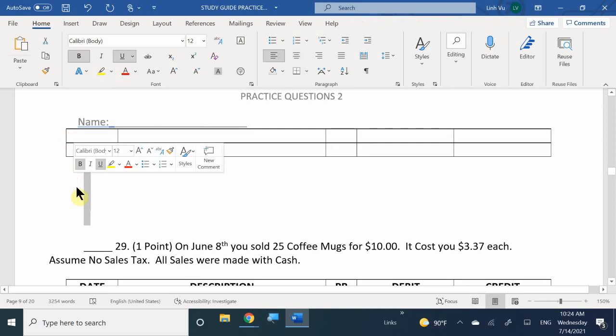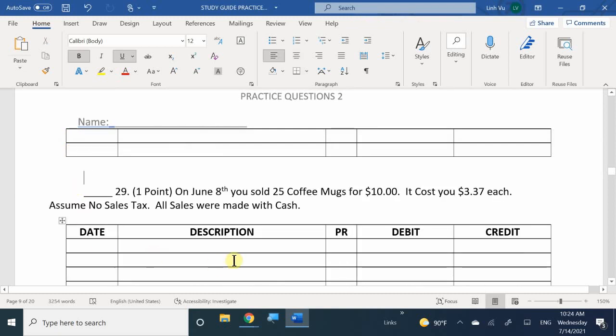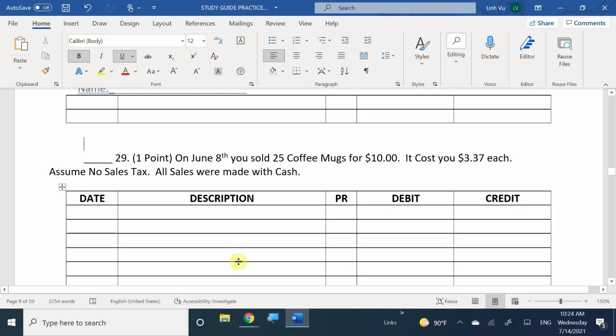All right, question number 29. Then on June 8th, you sold 25 coffee mugs for $10 each. If it cost you $3.37 each, assume there's no sales tax. So all sales were made with cash. So here's a few things that we have: cash sales, no sales tax. All right, so how am I going to journalize the sale of me selling 25 coffee mugs?